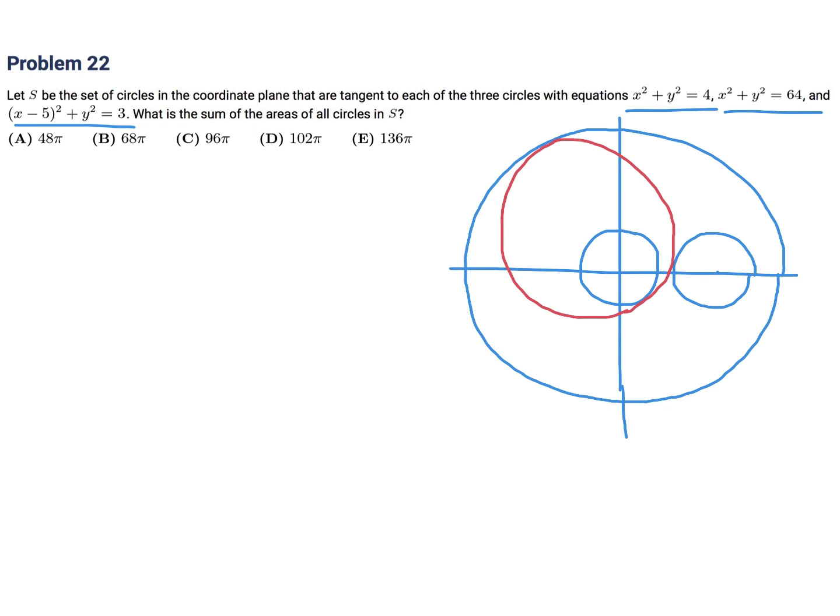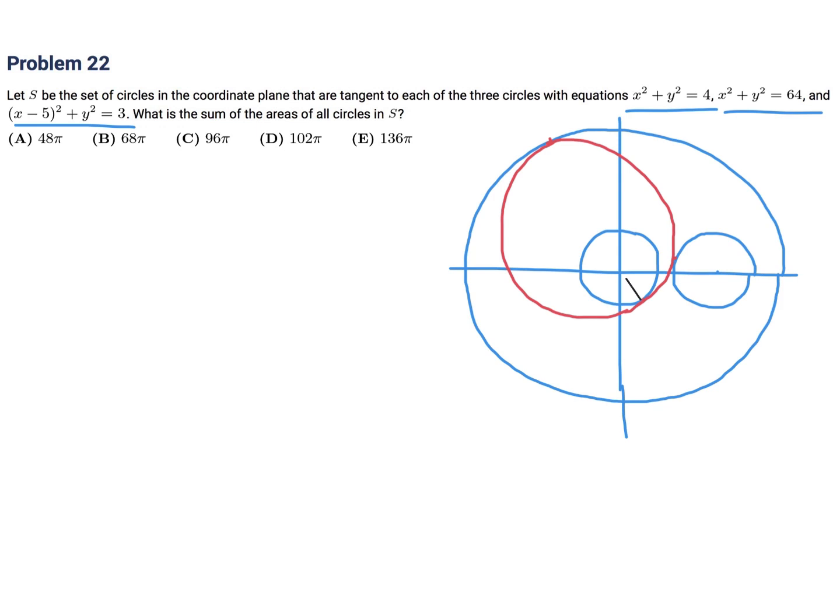It is tangent to the other three. It's tangent to this one right here, to that one right there, and to this one. Okay, that's just an example. So what I have to do is figure out how many such circles there are, and then what is the area of each of those circles? Okay, well, here is one. Now, how would I figure out the area of that circle? To get the area, I would need the radius, right? So how do I figure out the radius?